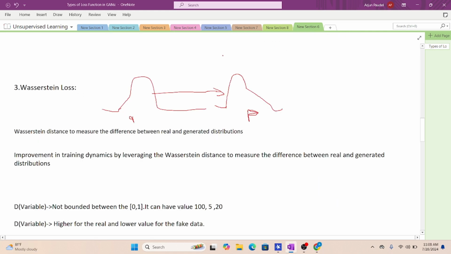Let's discuss the Wasserstein loss. The Wasserstein loss is the distance measure between two distributions: the data distribution and the generated data distribution. We want to minimize this loss. What is the loss here? The loss is the distance between these two distributions. For example, Q is the distribution of the generator, and this is the real data distribution. We want to minimize this loss, and loss means the distance between these two distributions.